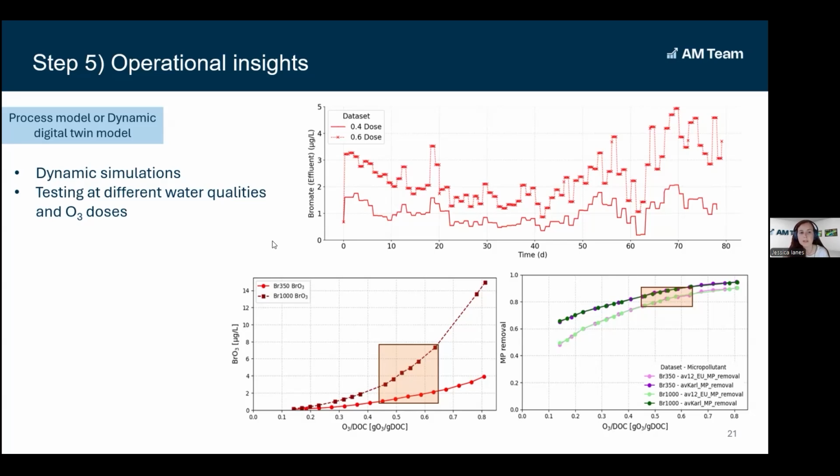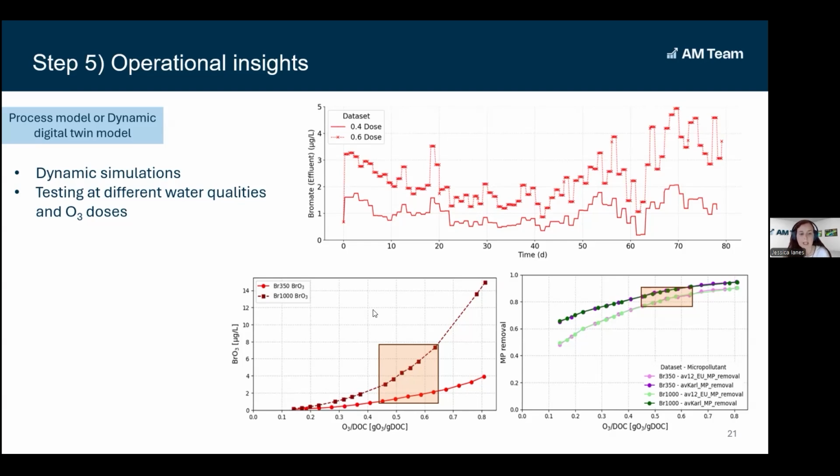We performed this at different ozone doses. So we wanted to see, if we go for a higher ozone dose, what happens to bromate at a different water quality. There might be the risk of reaching the threshold of 10 or also having higher concentrations. But the answer was no. Even at the higher ozone dose, the bromate threshold of 10 was never reached.